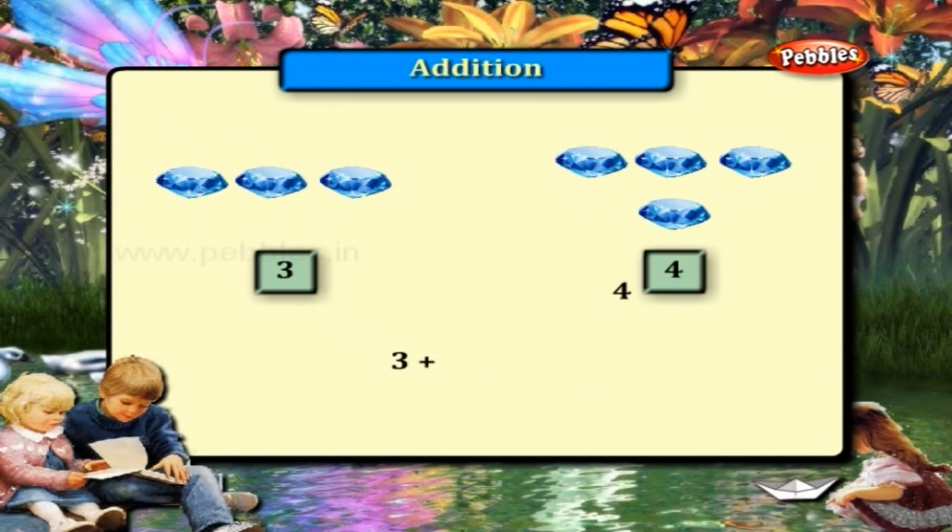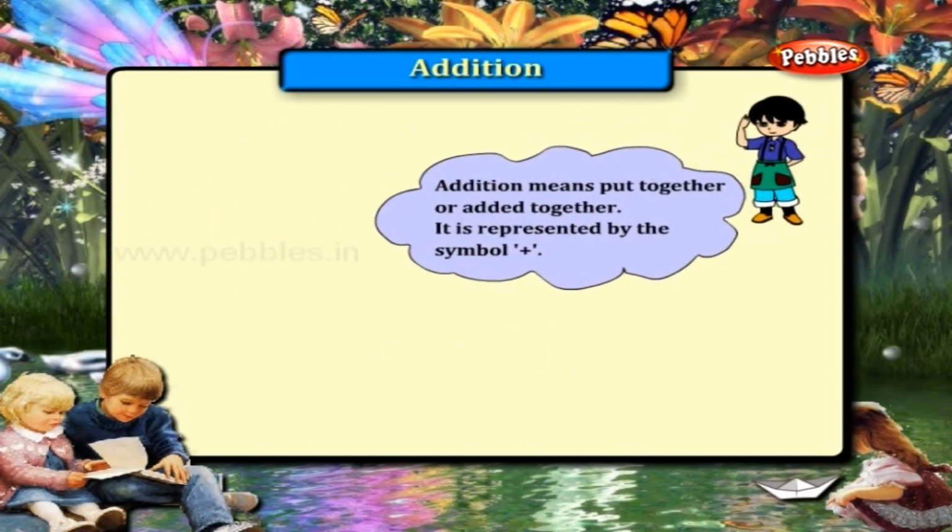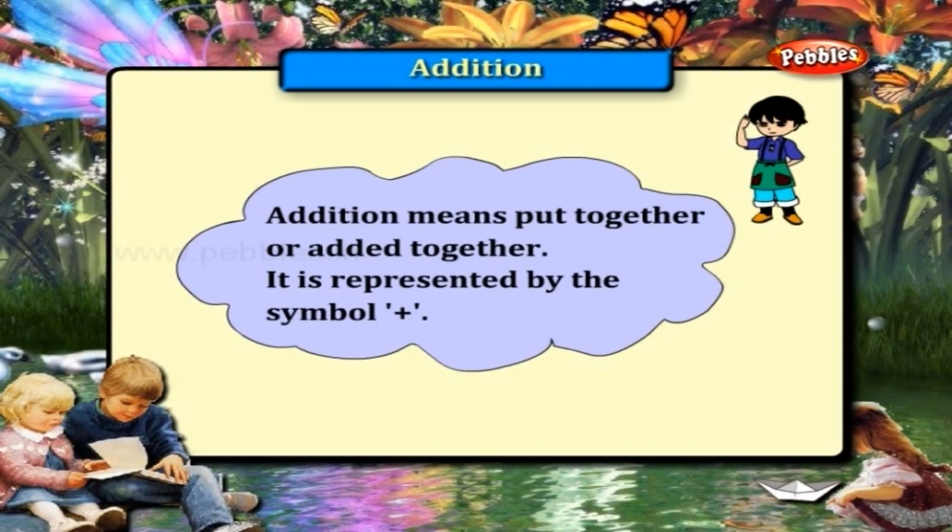3 plus 4 is equal to 7. 6 plus 4 is equal to 10. Addition means put together or added together. It is represented by the symbol plus.